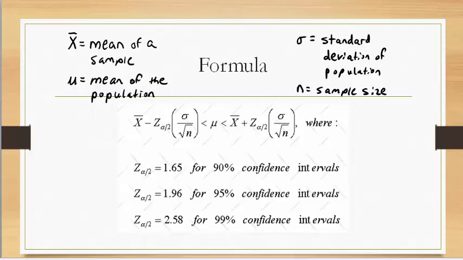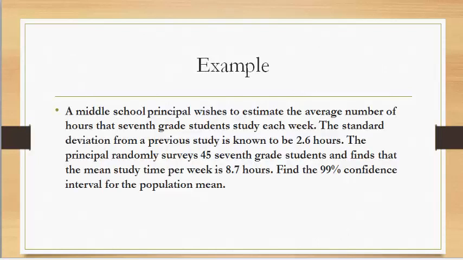Now, the example that we use is very similar to the first one that we did. The first example asks us to find the 95% confidence interval for this situation. Now we're being asked to find the 99% confidence interval for this situation. So let's go ahead and do the calculation, and then I want to talk with you a little bit about the difference between the 95% and the 99%.